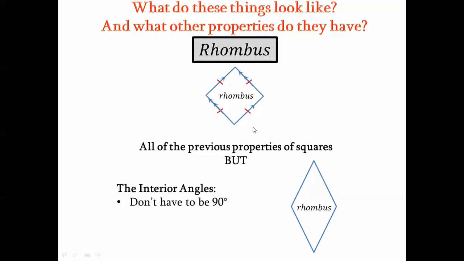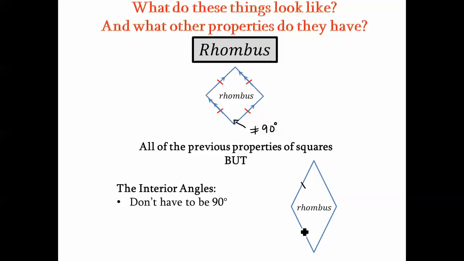All right, if you're a rhombus, you've got pretty much all the previous properties of squares. However, your interior angles don't have to be 90. So this in here doesn't have to be 90 degrees. It can, but it doesn't have to be 90. Here's a really good example.